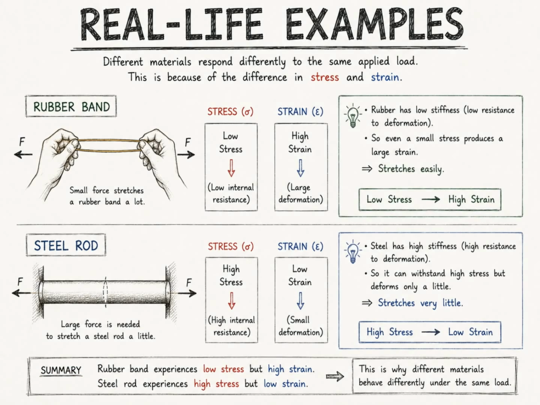The rubber band undergoes large deformation because of its low stiffness, resulting in high strain. Steel, with a much higher Young's modulus, experiences significantly lower strain under comparable stress. This difference in stiffness is why material selection is critical in engineering design.